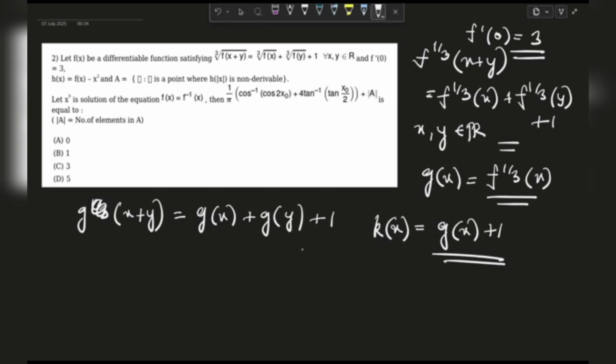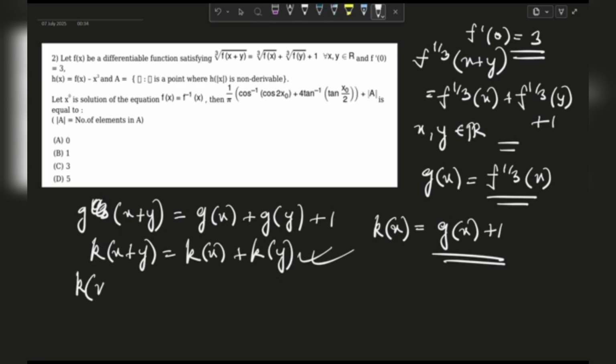So now let's put k(x) = g(x) + 1, so that the 1 will be eliminated and we will finally have k(x + y) = k(x) + k(y). Now this functional equation is something that we have learnt in our chapters. Basically such a functional equation is of the type k(x) = a times x. So that's it.